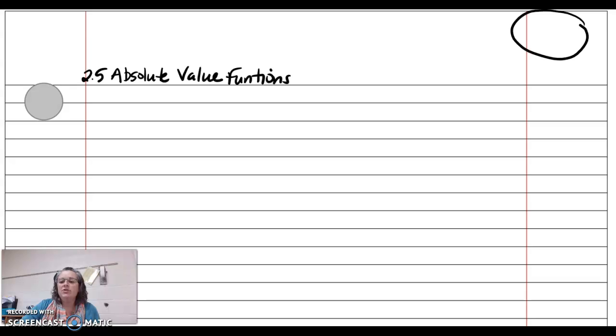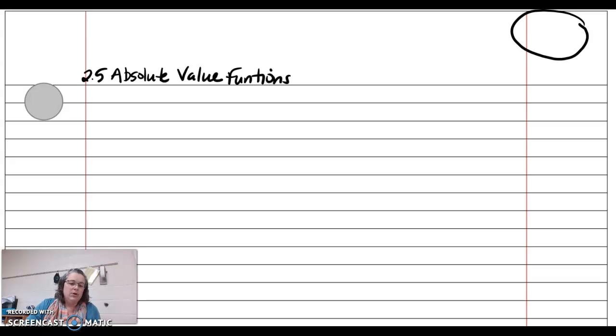All right, these are your 2.5 video notes on absolute value. Make sure you put this in your table of contents, find out what page number you're on, and put that into your table of contents.